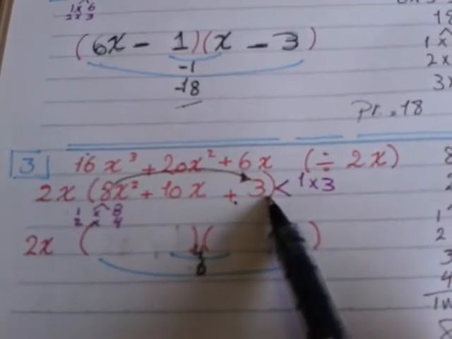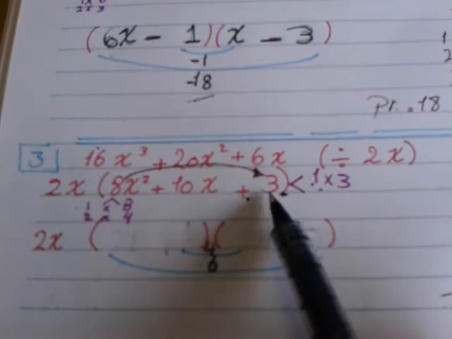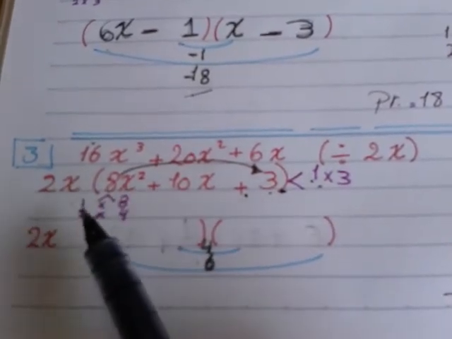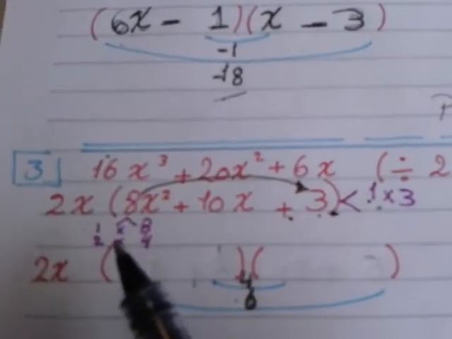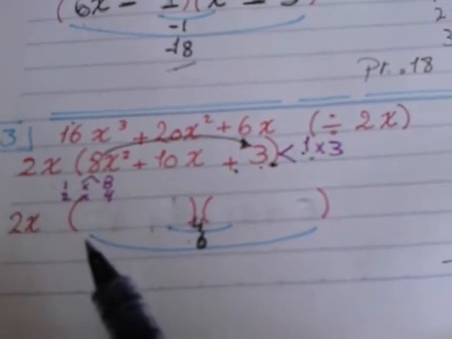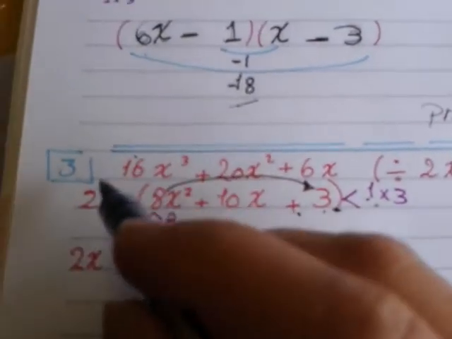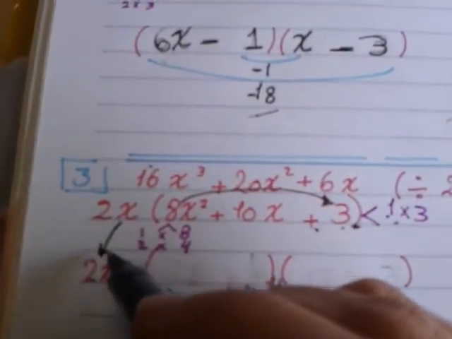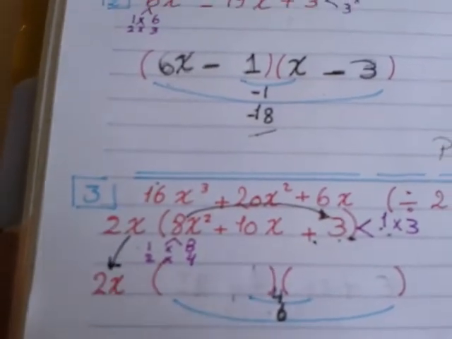Get the factors of the third and the first. 1 times 3 equals 3, and the factors of 8x squared: factors of 8, special 8, are 1 times 8, 2 times 4. Here I have to drop this 2x every time. This is the highest common factor. You have to drop it.